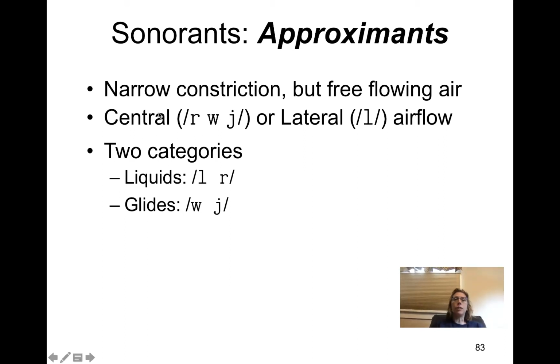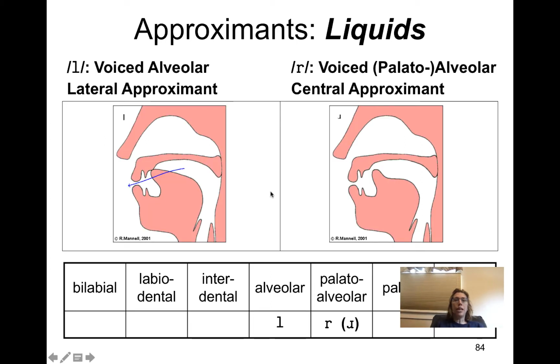Our approximants have central airflow, as with our W and our ya, but then we also have one lateral sound, our L. So we have both central and lateral airflow in our approximant category. And again, we have the liquids, which are the L and the R, and the glides, which are the W and the ya. So let's start with our liquids.